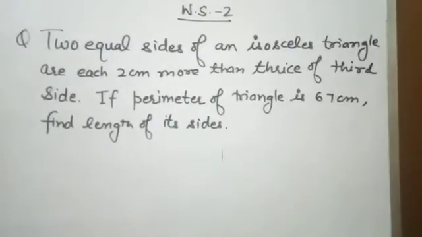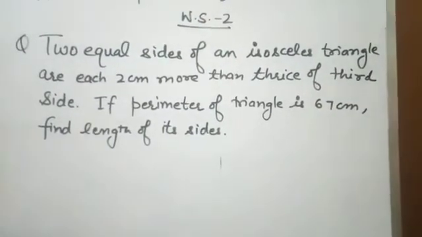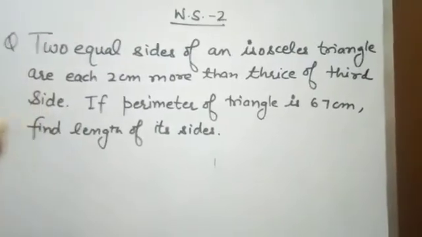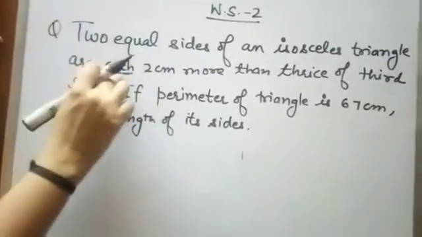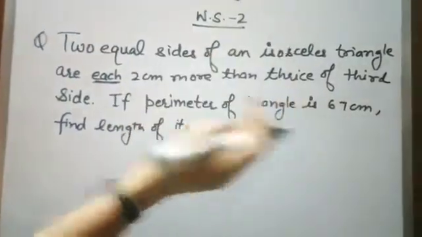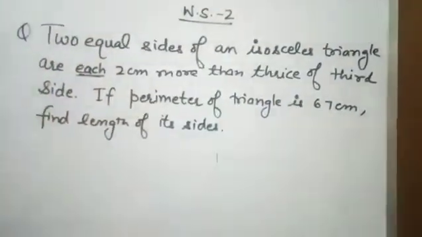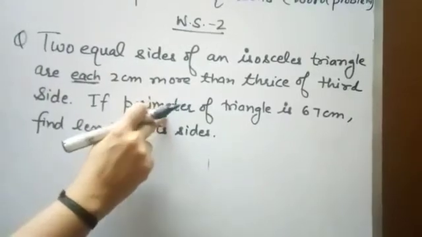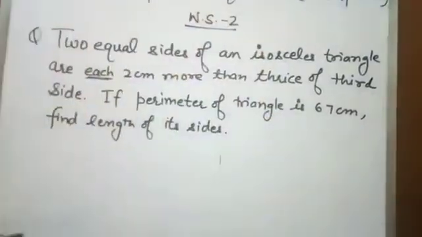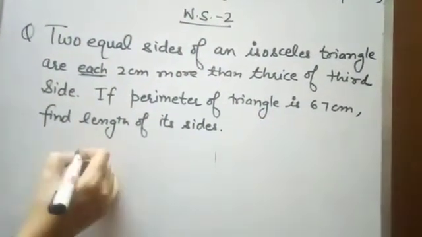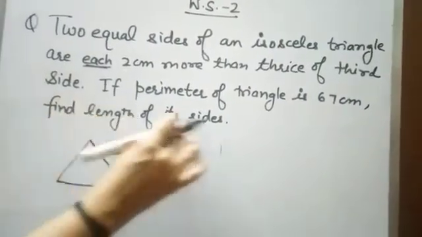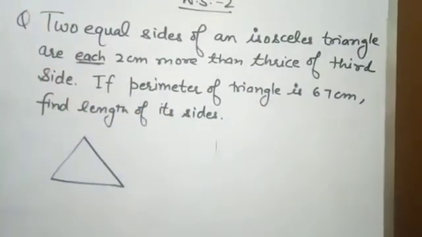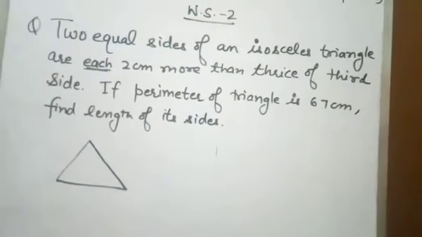Now the next question: two equal sides of an isosceles triangle are each 2 centimeter more than thrice the third side. Both the two equal sides are each 2 centimeter more than thrice the third side, which is not given to us, but what is given to us? The perimeter of that triangle. We have to find the lengths of the three sides of this isosceles triangle.